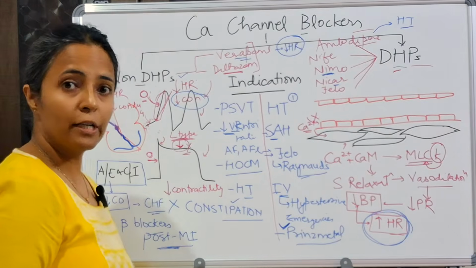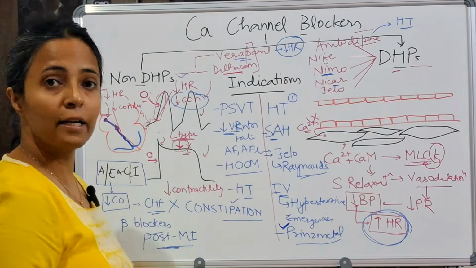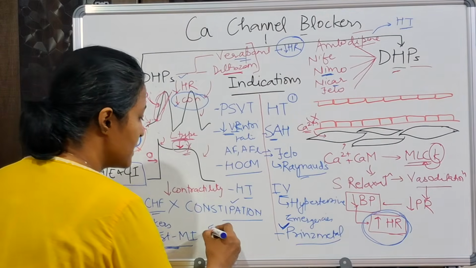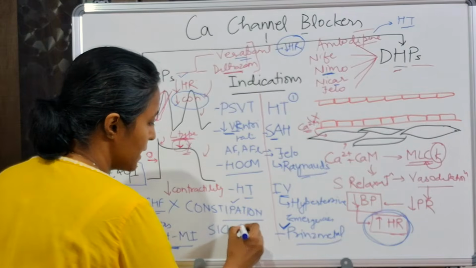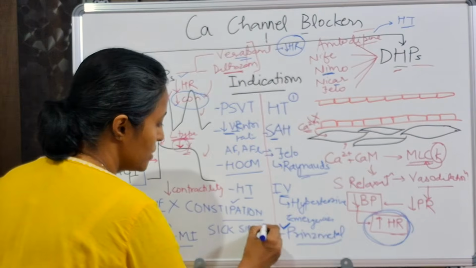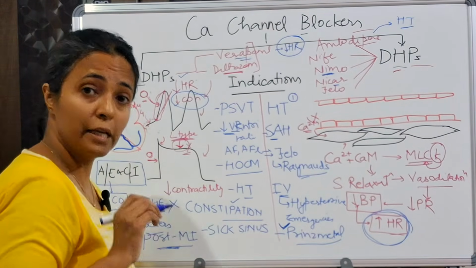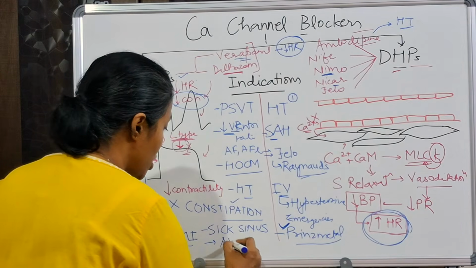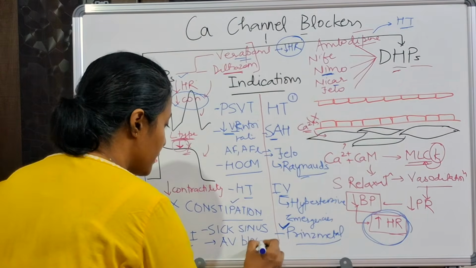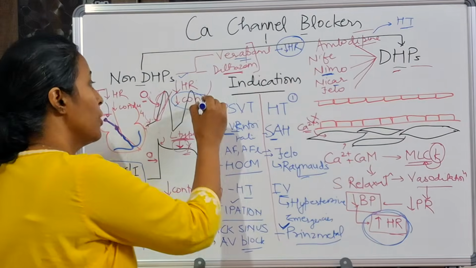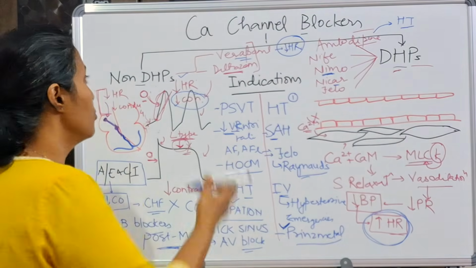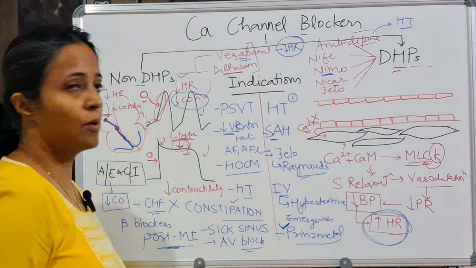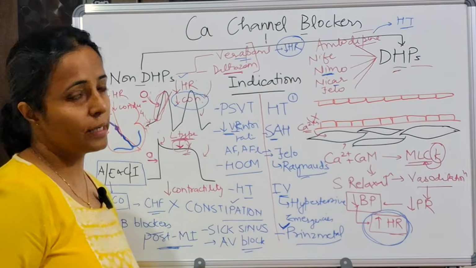Then any other contraindication? See, they are decreasing the conductivity, decreasing heart rate. So if there is sick sinus syndrome, because already this will cause bradycardia, then they should not be used. They should not be used in presence of AV block. AV block means already conductivity is less and you are going to further decrease the conductivity by use of these drugs. So don't use in case of sick sinus syndrome and AV block, otherwise full AV block can precipitate.